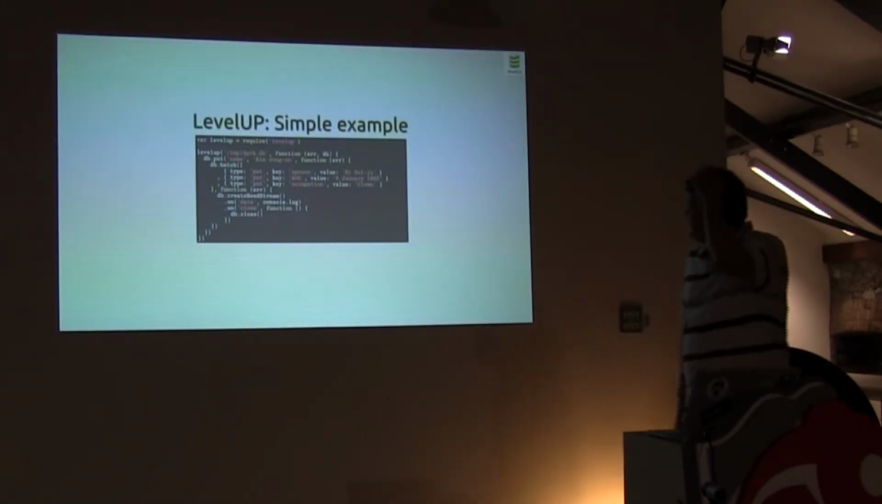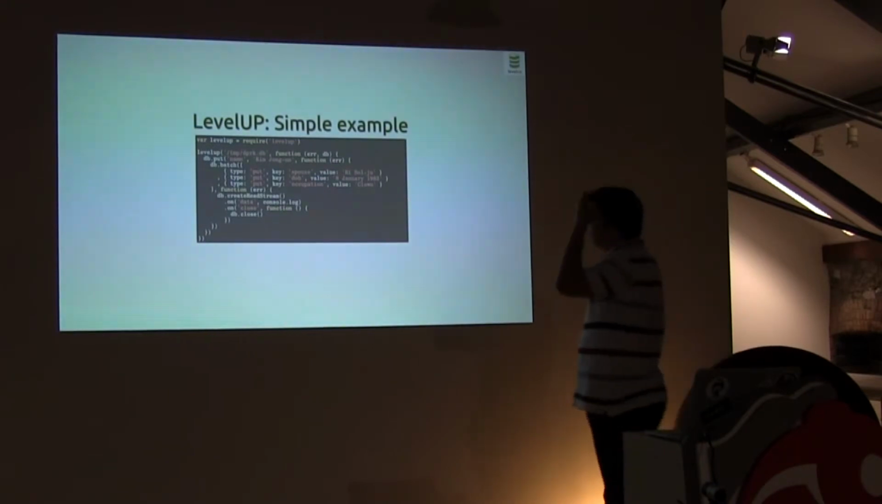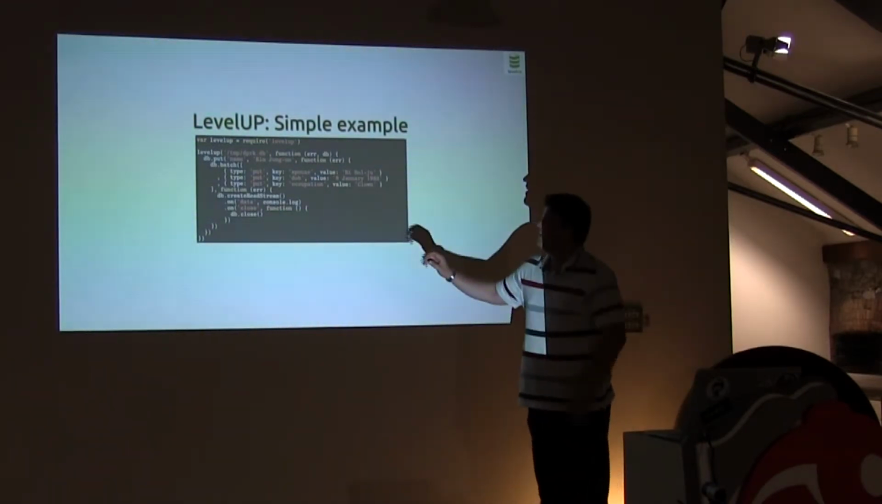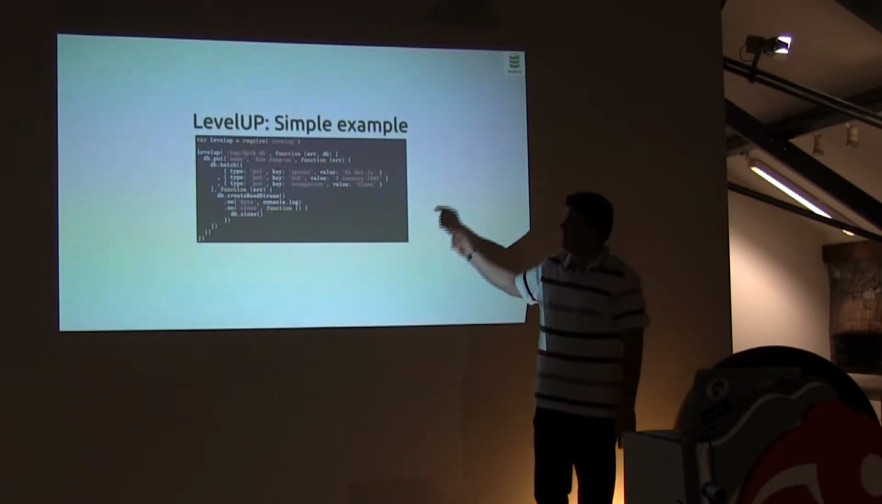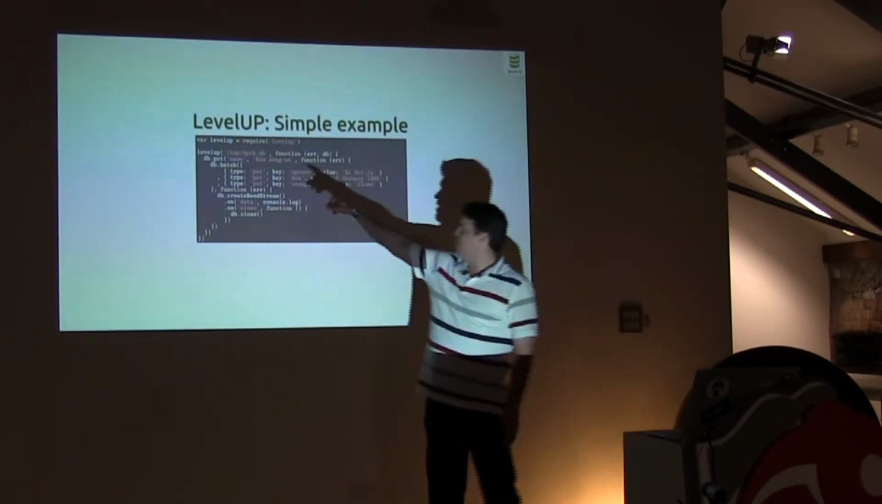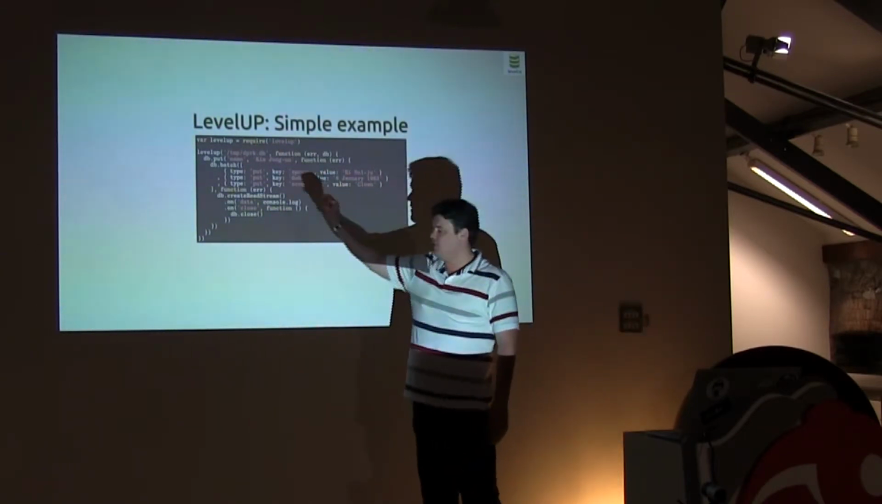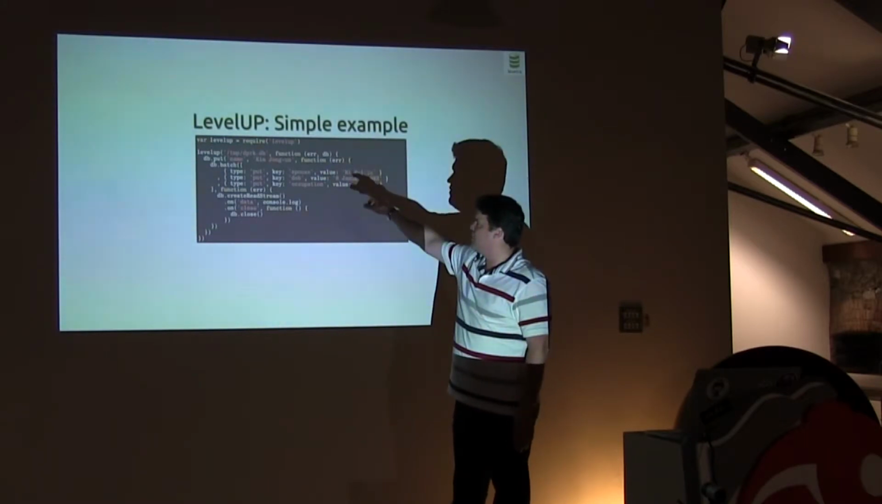Can you see this? This is some code that uses LevelUp. This is just a basic example of some operations. We open a data store that may or may not exist. It'll create it if it doesn't exist.